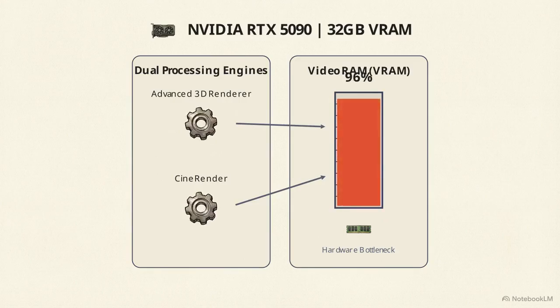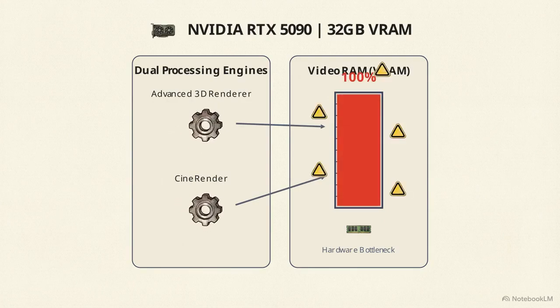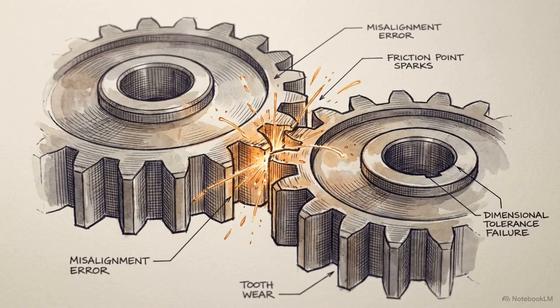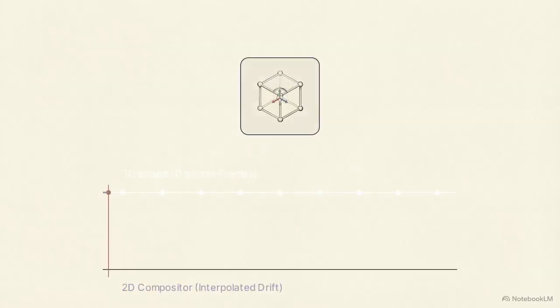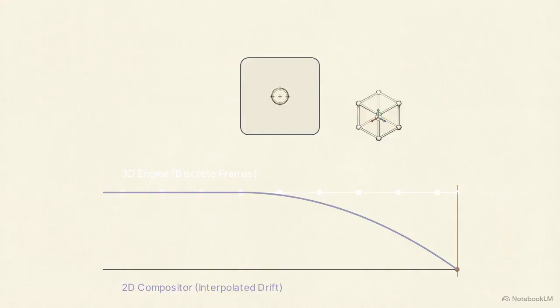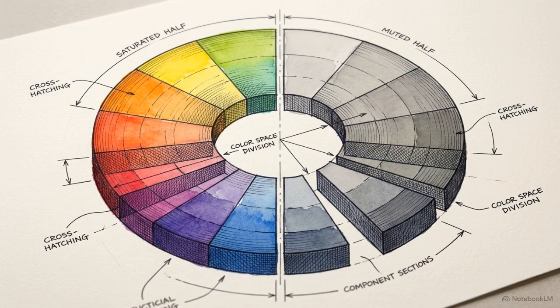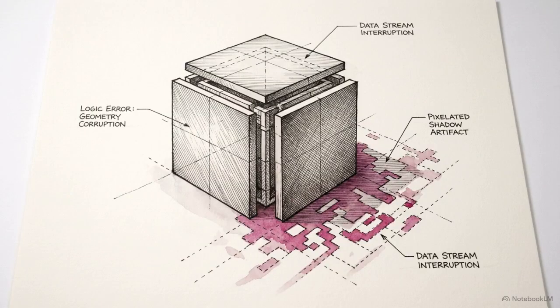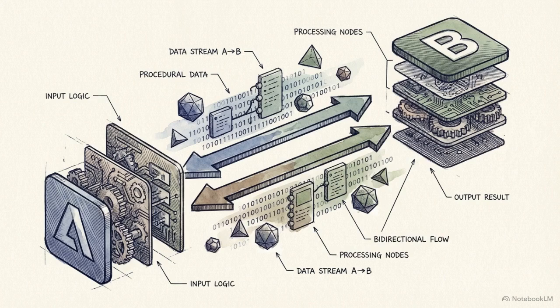Specifically, it pushes the GPU's video RAM to its absolute breaking point. It also introduces mechanical precision errors. When data crosses between applications, subframe interpolation differences cause keyframe drift, forcing 3D objects to slide out of alignment with 2D elements. Furthermore, if the linear color spaces of both applications are not perfectly synchronized, the math behind physically based lighting and physical shadows will fail. High-end 2026 compositing orchestrates a unified algorithmic ecosystem where data flows bidirectionally.